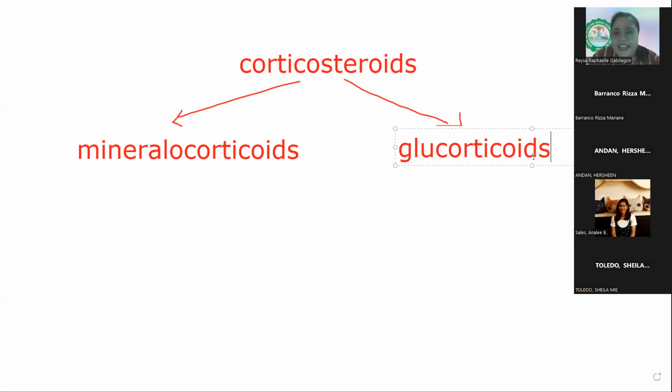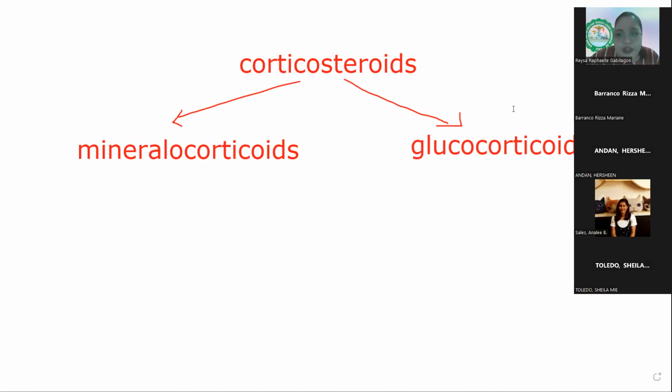Glucocorticoid. So actually, yung question mo should not be about the difference between the corticosteroids and the glucocorticoids. Kasi si glucocorticoid is just a type of corticosteroids. Ito dapat yung i-differentiate natin: si mineralocorticoids and si glucocorticoids. Okay. So itong dalawa ang kailangan nating i-differentiate.